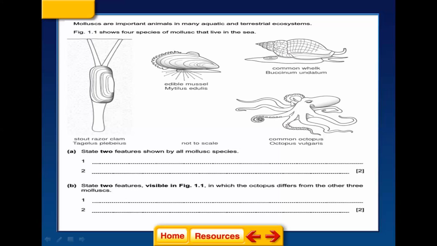Second, what it has and the others don't have is arms and tentacles. So it has arms, it has tentacles with suckers, it has a large head. None of them have a head. It has a head here, the octopus, and also it has large eyes. So there are many features you can say about the octopus that make it different from the others.